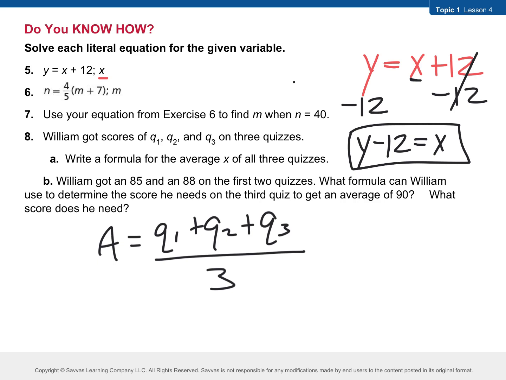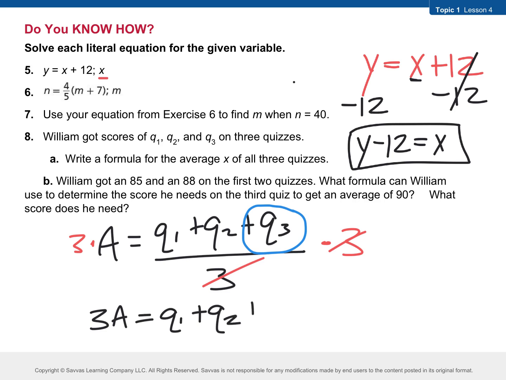Now, what it says is, what formula can William use to determine the score he needs on the 3rd quiz to get an average of 90? Okay, so what we want to do is isolate this variable, Q3. Again, I have a fraction, so the first thing I want to do is get rid of that. So I'm going to multiply this by 3, multiply this by 3. If I do that, those cancel. So now I have 3a equals Q1 plus Q2 plus Q3.